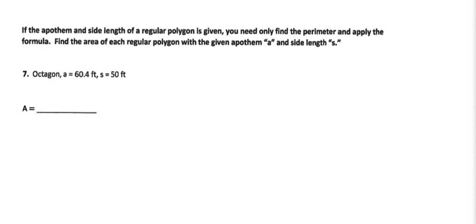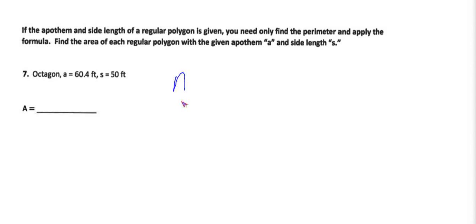Next, let's look at an example. If the apothem and side length of a regular polygon is given, you need only find the perimeter and then apply the formula. So when we're given these two pieces of information, it really makes the problem pretty easy. So find the area of each regular polygon with the given apothem A and the side length S. So first, let's write our formula that we're going to need.